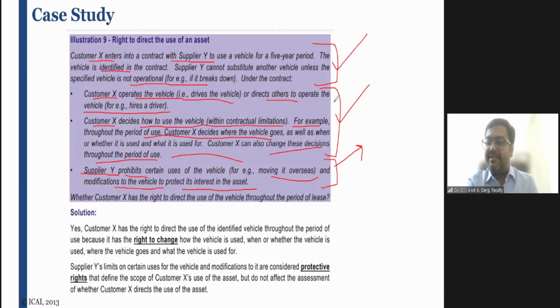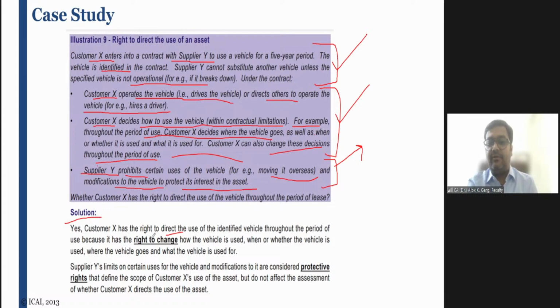So friends, in this case, of course, it is an identified asset and the lessee has a right to control the use of an asset, right? So it means this asset comes under the lease contract. How is this solution drafted? Let's read this. Yes, customer X has a right to direct the use of the identified vehicle throughout the period of use because it has a right to change how the vehicle is used, right?